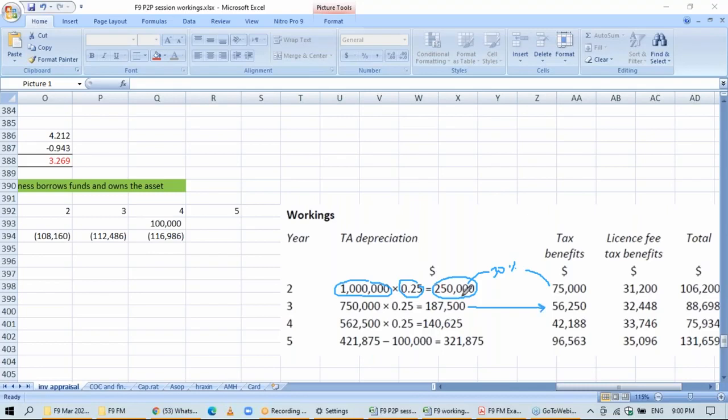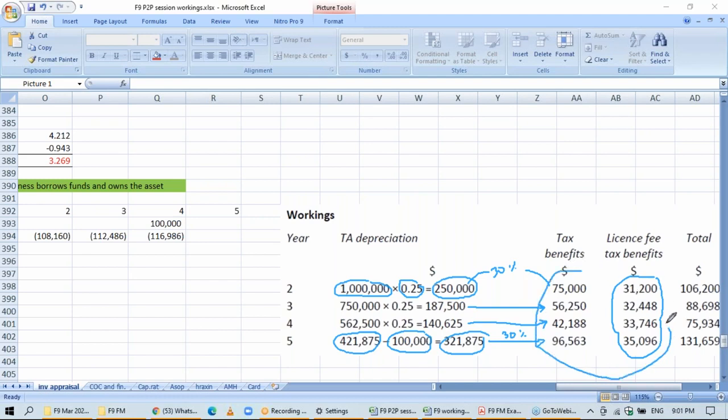Likewise, 30% of the tax depreciation. In the last year, when the book value becomes 421,875, you just receive a residual value of 100,000. So the company incurs a loss of 321,875. On this, you get a 30% tax relief. The loss will be deducted from the taxable income. It is deductible, and you save money. Okay, and then these are the benefits on the license fee. 104,000 multiplied by 30%, and the second year's license fee into 30% likewise. So these are the benefits.